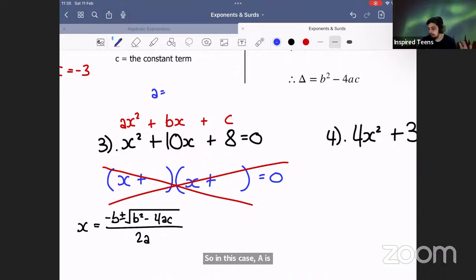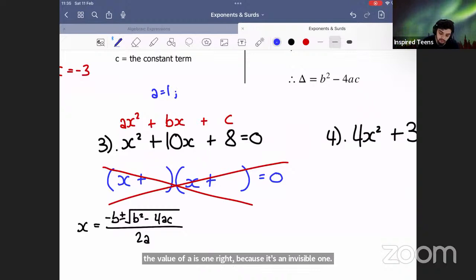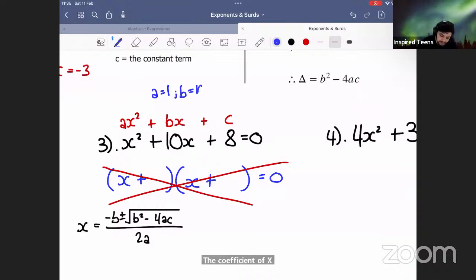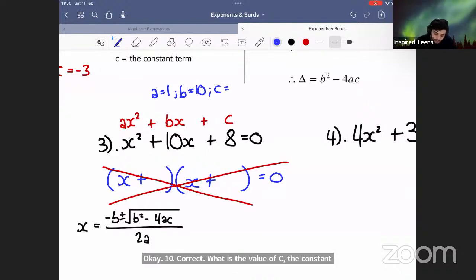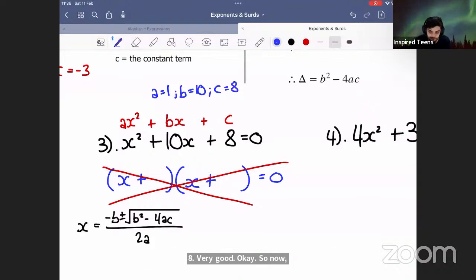So in this case, somebody tell me what is the value of a? A is the coefficient of x squared. Correct. The value of a is 1, because it's an invisible one. It doesn't have a number. What is the value of b? The coefficient of x. Okay, 10. Correct. What is the value of c? The constant term. 8. Very good. So now we have those values, a, b, and c.